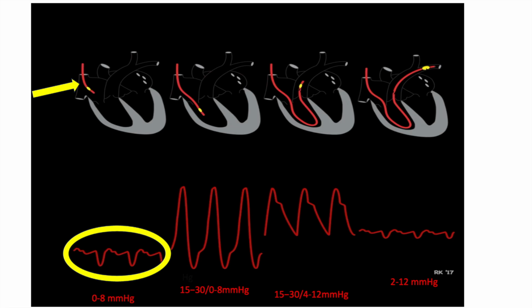Then you have to inflate the balloon, and you have to further advance the PA catheter. When the PA catheter reaches the right ventricle, you will see the waveform has changed, because the right ventricle has a systolic pressure of 15 to 30 mmHg and a diastolic pressure of 0 to 8 mmHg, but without a dicrotic notch. Here you have to further advance your PA catheter.